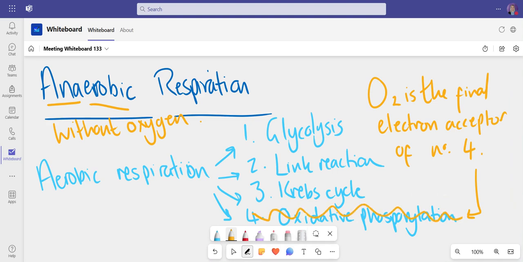Now, stage number 4 is so closely linked to 2 and 3, by using the products of 2 and 3, that the link reaction and Krebs cycle also come to a halt if we haven't got any oxygen. And the only one that keeps going in anaerobic respiration is glycolysis.